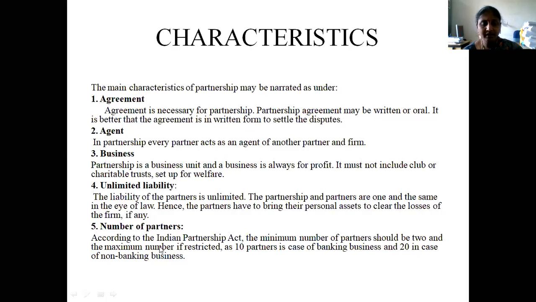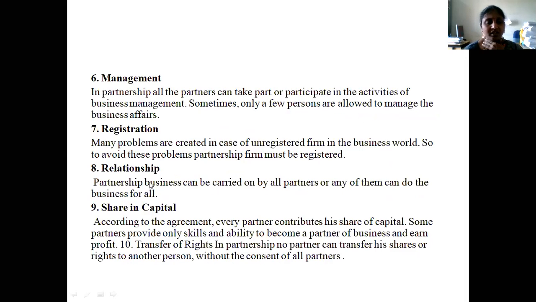So unlimited liability, number of partners. What are the other characteristics? Management. In a partnership, all the partners can take part and participate in the activities of business management. Everyone is going to participate in managing the business. Sometimes only a few persons are allowed to manage the business affairs.